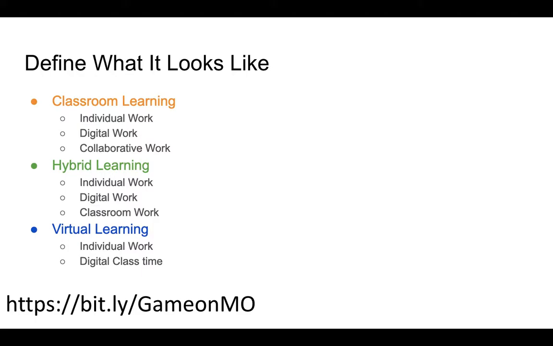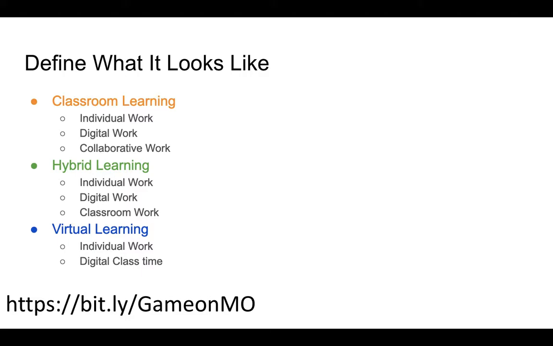So, the first thing we want to do is define what it looks like in our classrooms, in our learning environments. So, starting with classroom learning, what does that look like when kids do individual work? What does it look like when they're in the classroom doing digital work? And what does collaborative work look like? Because that's the most familiar to us to define.